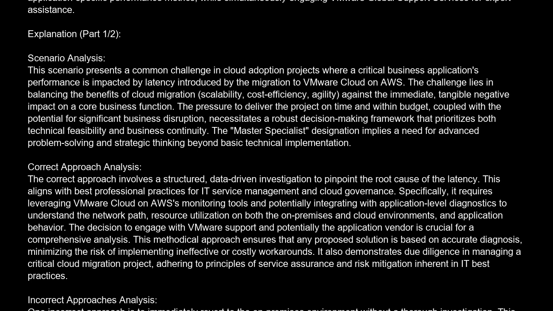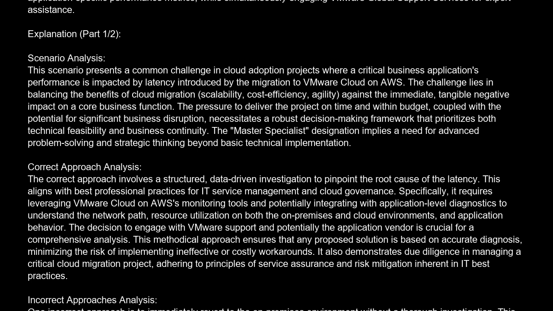Correct approach analysis. The correct approach involves a structured, data-driven investigation to pinpoint the root cause of the latency. This aligns with best professional practices for IT service management and cloud governance. Specifically, it requires leveraging VMware Cloud on AWS's monitoring tools and potentially integrating with application-level diagnostics to understand the network path, resource utilization on both the on-premises and cloud environments, and application behavior.